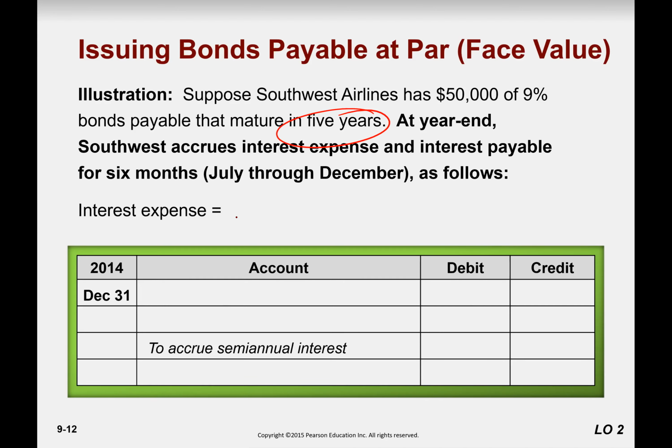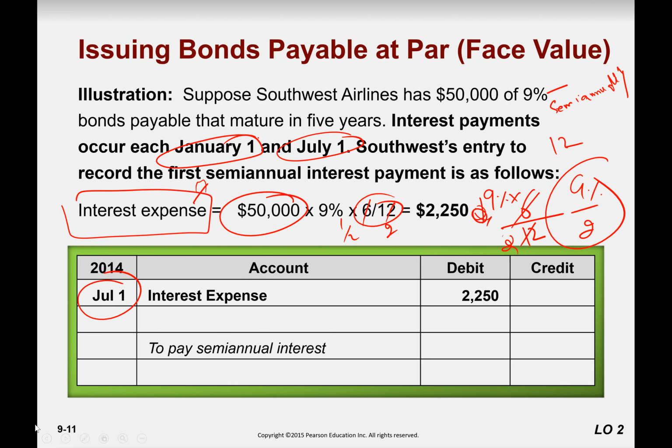Payable for 6 months, and it is as follows. So here we go. Our accounting period ends at December 31st, and the payment is on 1st of January, right? 1st of January and 1st of July.